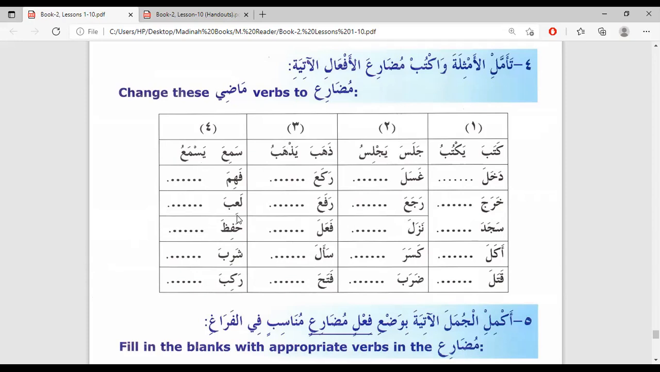La'iba, he played. Yal'abu, he plays. Hafidha, he memorized. يحفظ. Yeah, it is also used as to protect, to safeguard. Memorize, yes. And Yahfadhu. Shariba, he drank. Yashrabu, he drinks. Rakiba, he rode. And Yarkabu, he rides.